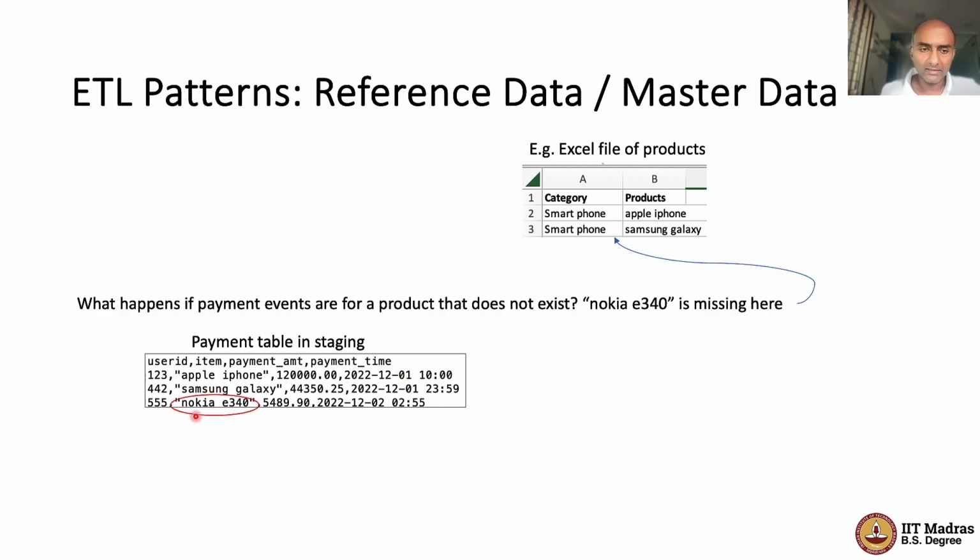Now, notice that the payment table is referencing a phone which is called Nokia E340. So what happens when you start processing this payment information? Because there is a product that it references which does not exist in this Excel file, right? So the Nokia E340 is actually missing here in this Excel file. Now you could ask this question of how could it be possible that the payment table is registering it, but the Excel file does not have it?